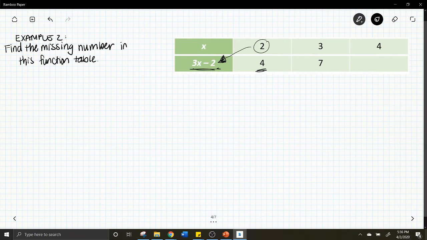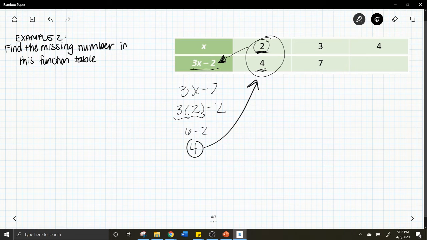Okay, so let's work out this example. 3x minus 2. We're going to say that x equals 2 because that's what this table says. And then we're going to evaluate this problem. So what is 3 times 2? What is 6 minus 2? It's 4, and that's what it says here.